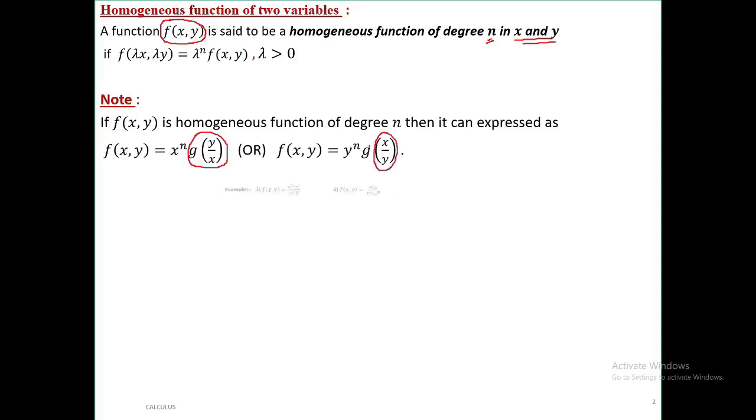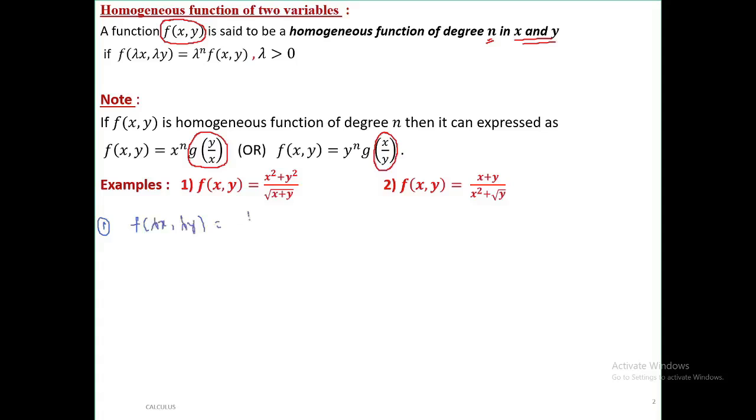Okay, look at some examples. Look at the first one, whether it is a homogeneous function or not. If it is a homogeneous function, what is the degree of this? Let us verify. So f of x comma y is given, then compute f of lambda x comma lambda y. So f of lambda x comma lambda y is lambda x whole square plus lambda y whole square. Wherever there is x, I am writing lambda x. Wherever there is y, I am writing lambda y. That's it, nothing else. And here, square root of lambda x plus lambda y.